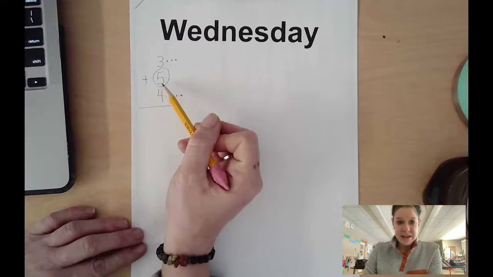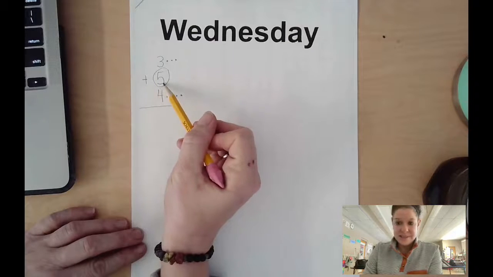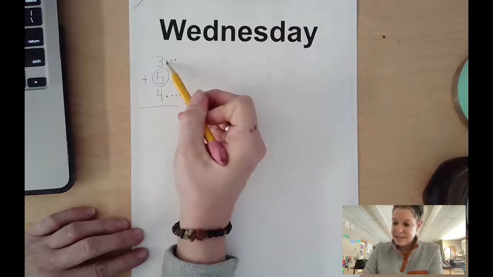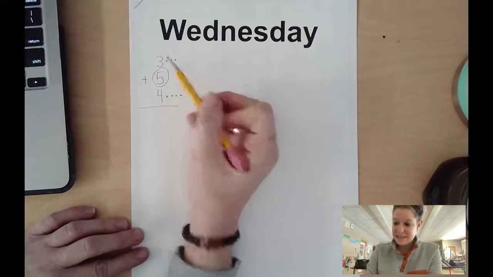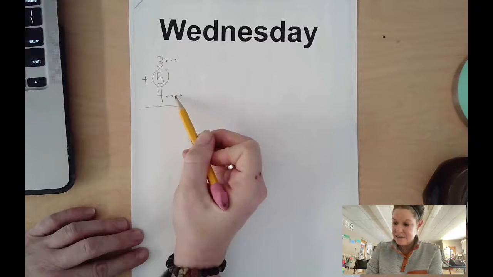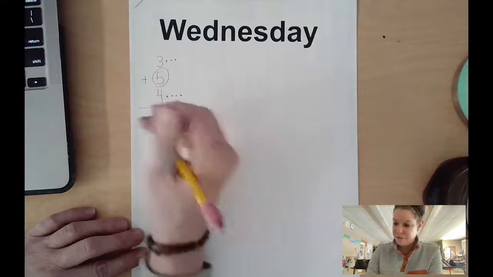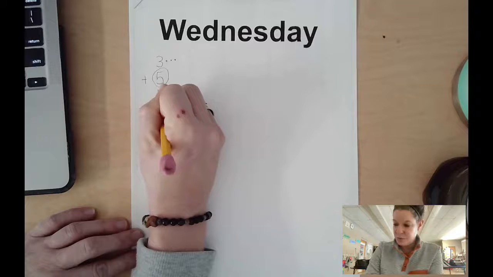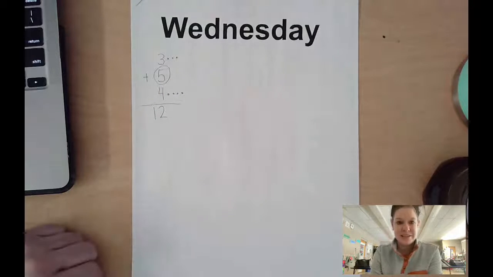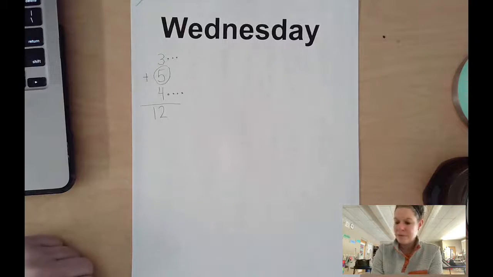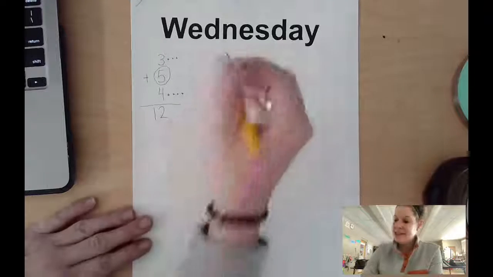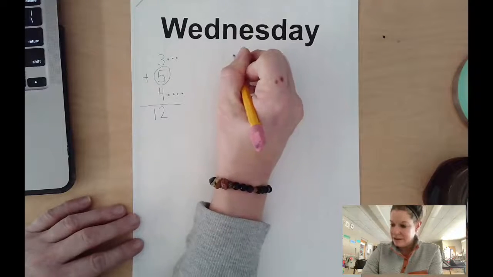So I'm ready to start counting on. So I'm going to say 5, 6, 7, 8, 9, 10, 11, 12. My answer is 12, so I'm going to write it underneath. Okay. Once you have that written down, let's try another one.